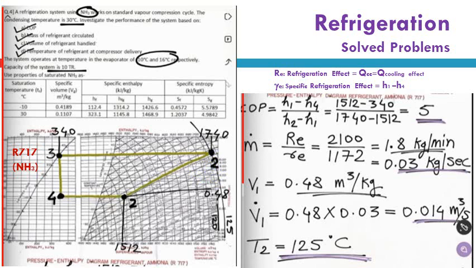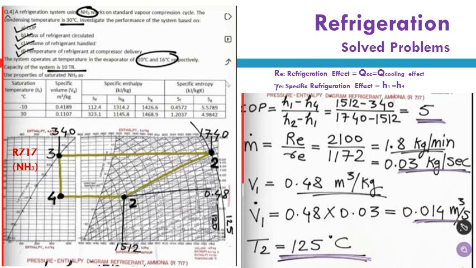The correct number 2 is here. The piston displacement of the compressor can be estimated, assuming that the volumetric efficiency of the compressor is 100%. So the piston displacement normally equals the specific volume at the entry of the compressor multiplied by the m dot refrigerant entering the compressor, giving 0.48 multiplied by 0.03, equal to 0.014 meter cube per second.